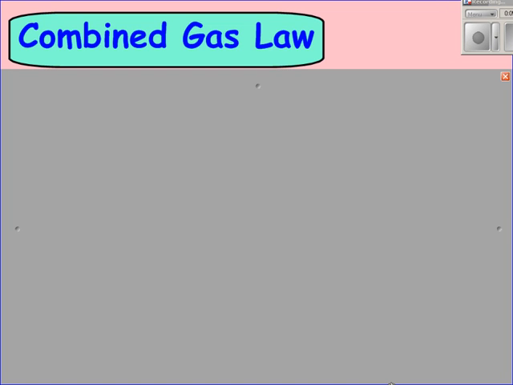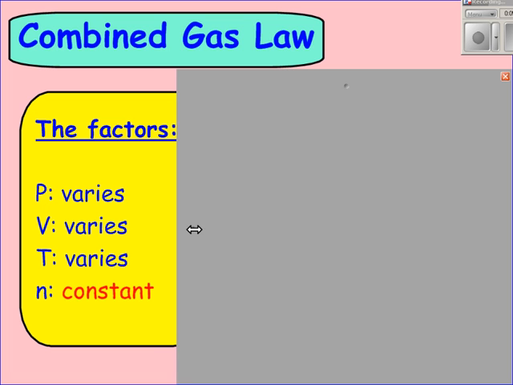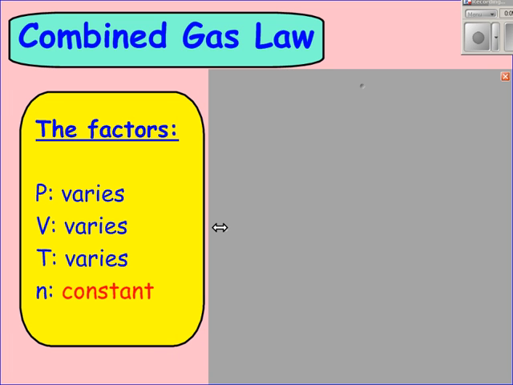With the combined gas law, we are now going to be looking at more than two variables. In this case, notice the factors that can vary. Pressure can vary, volume can vary, and temperature can vary. We're assuming that our amount of gas particles is going to remain constant. Now you might have guessed by the name of the law, but our combined gas law is going to take the three laws we've learned up till now, Boyle's, Charles's, and Gay-Lussac's, and combine them into one formula.